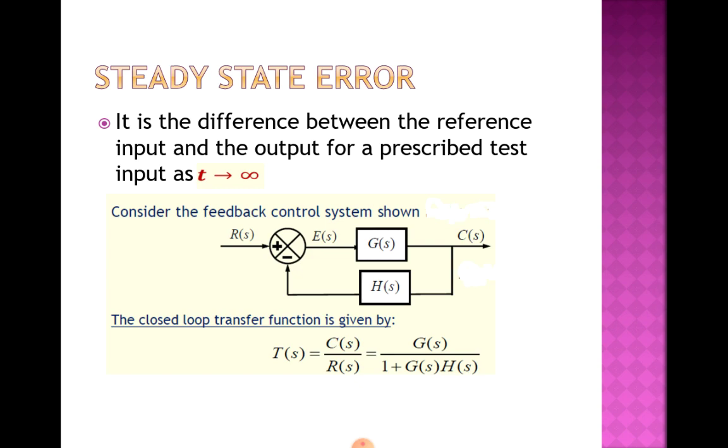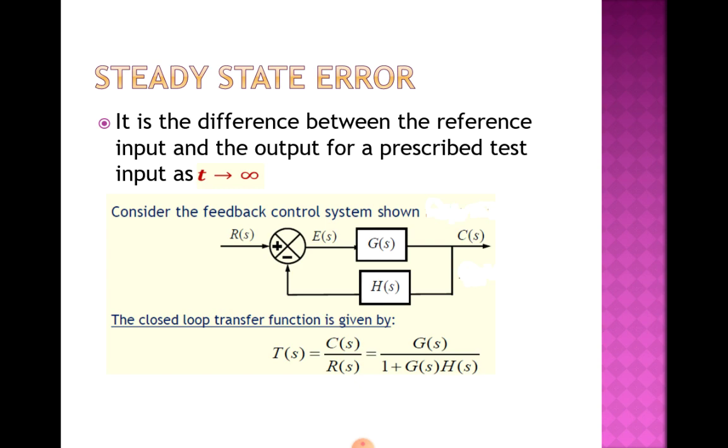So this can be obtained for an error when time tends to infinity. That is, when the time is very large, after a long period of time, whether the system has settled to the final steady state or desired value. Otherwise, the difference is called the steady state error.